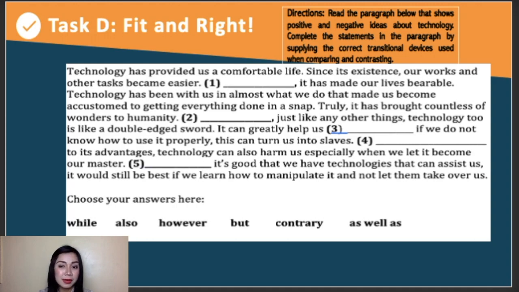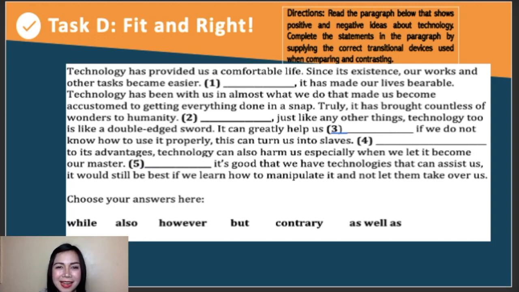It can greatly help us. Blank, if we do not know how to use it properly, this can turn us into slaves. Blank, to its advantages, technology can also harm us, especially when we let it become our master. Blank, it's good if we have technologies that can assist us. It would still be best if we learn how to manipulate it and not let them take over us. You just have to choose your answers here. So these are the choices: while, also, however, but, contrary, as well as.